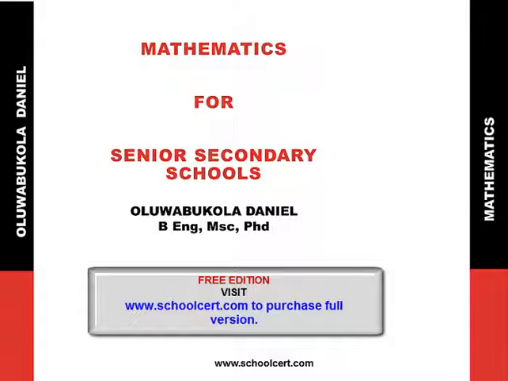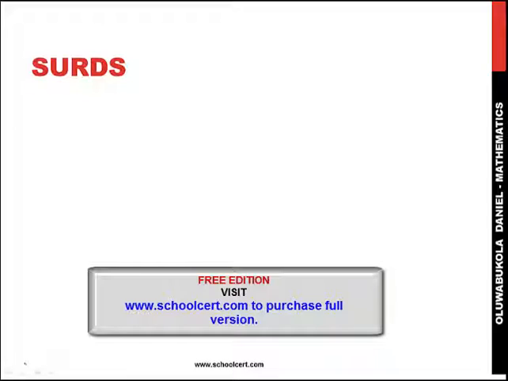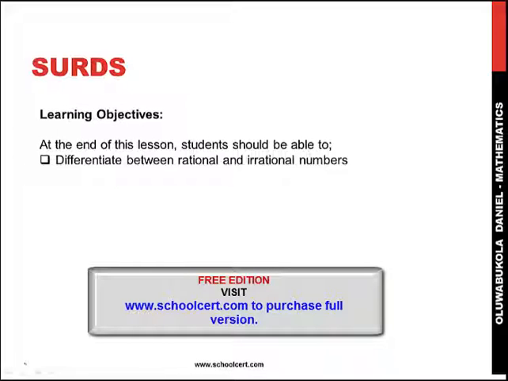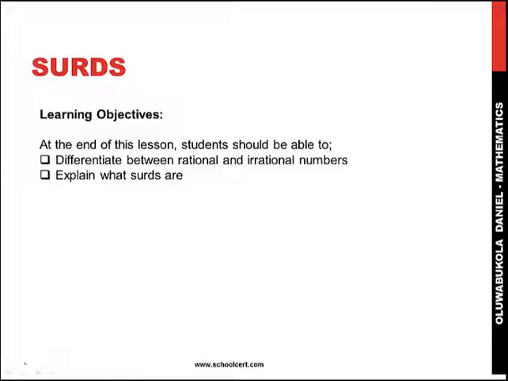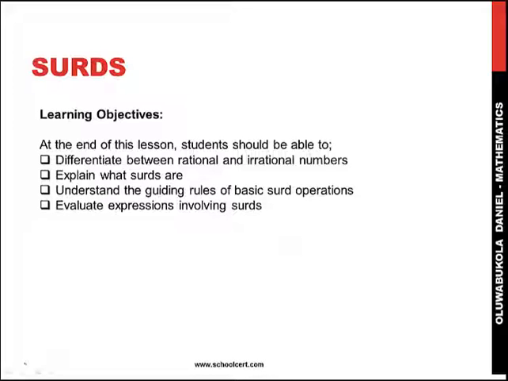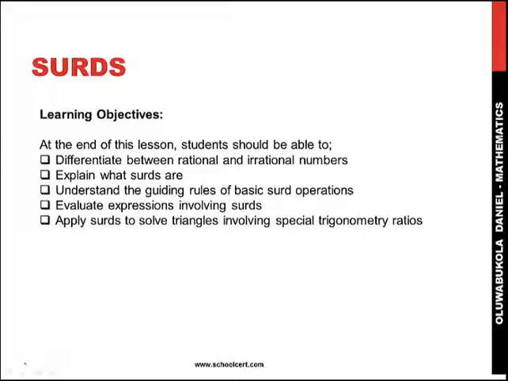We are looking at Surds today, and at the end of this lesson, I hope you'll be able to get some things out. Some of the objectives of this lesson are: the first thing, I would expect you to be able to differentiate between rational and irrational numbers. You should also be able to explain what surds are. You should understand the guiding rules of basic surd operations. You should also be able to evaluate expressions involving surds. And finally, you should be able to apply surds to solve triangles involving special trigonometry ratios.